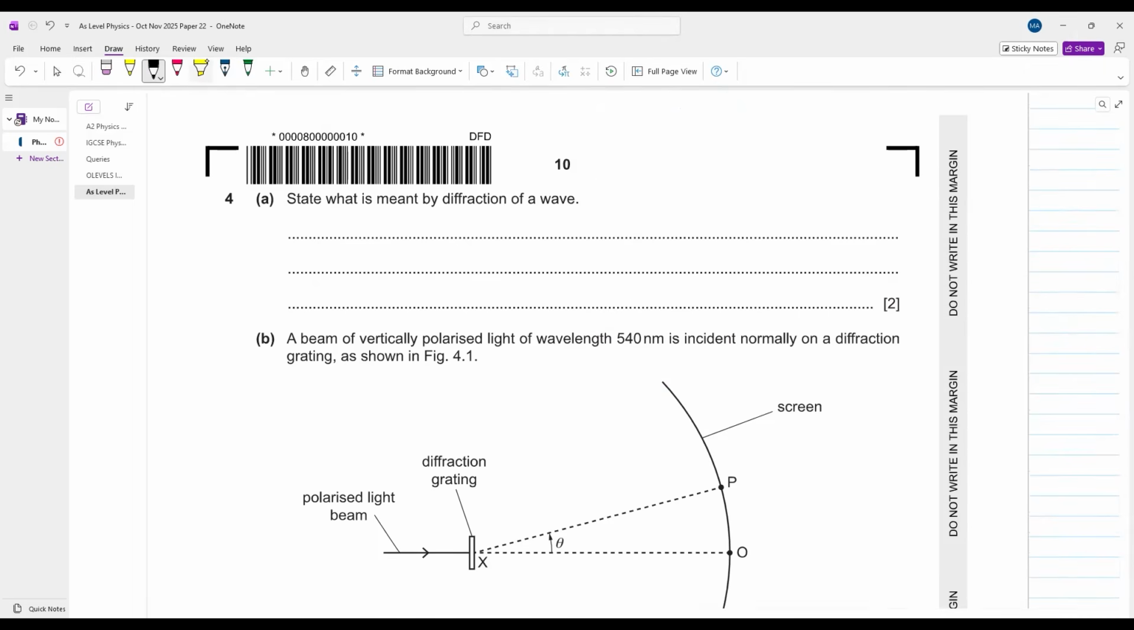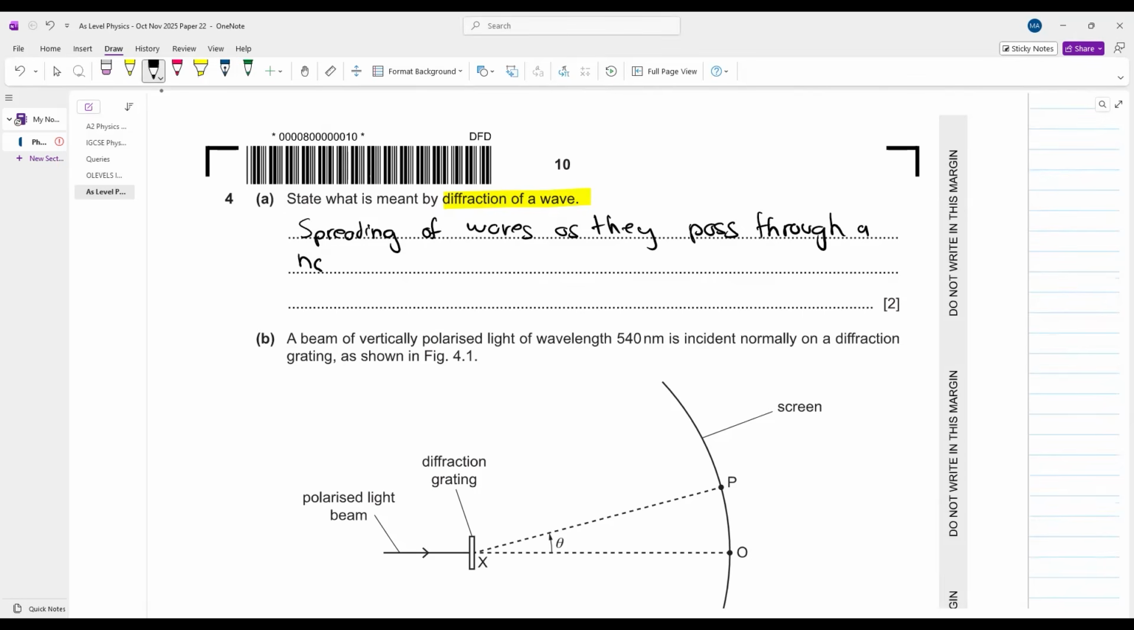State what is meant by diffraction of a wave. Okay, what is the meaning of diffraction of a wave? Spreading of waves as they pass through a narrow gap. Write it down here. Spreading of waves as they pass through a narrow gap.